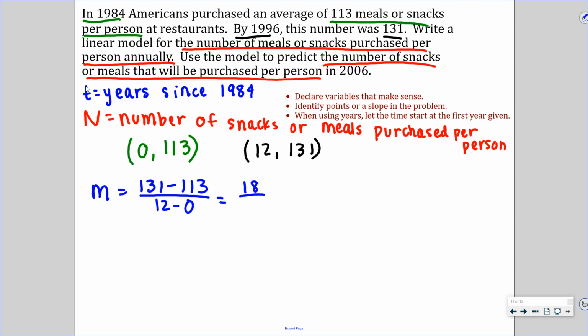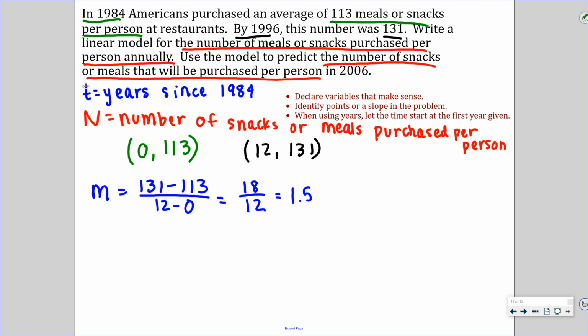So 18 meals or snacks, an increase over the time period of 12 years. Now I got a decimal. And remember, for word problems, it's okay to have decimals. And I put on the directions for this homework assignment, you can write decimals when the original problem is in decimals as well, and also word problems. So 1.5 would be how much my number of snacks or meals purchased per person is increasing each year. Okay? Because we know what it was from year 0 to year 12. Does that make sense? That's my rate of change over the 12 years.